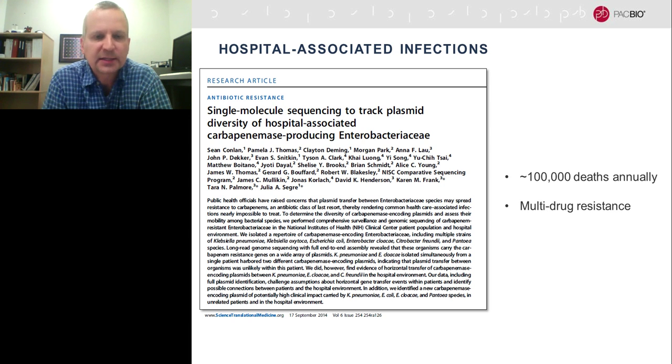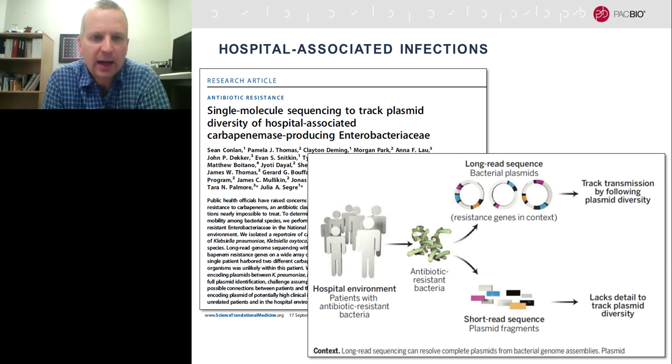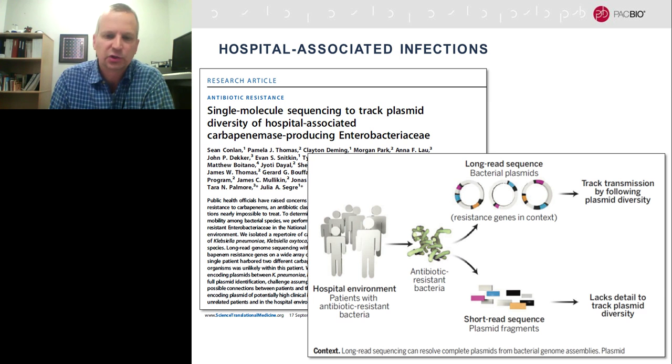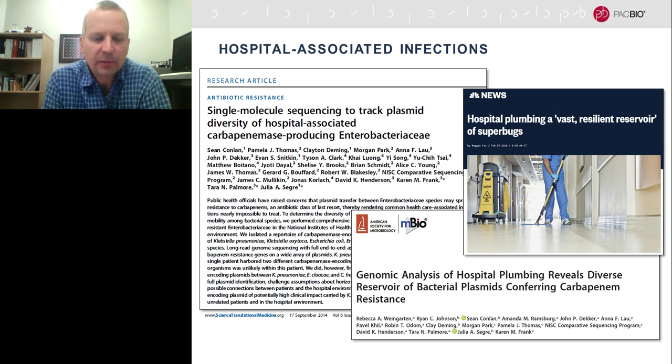And of course, where that plays a large role is in so-called hospital-associated infections. It's a huge problem in the US and worldwide because you have these superbugs that have this multi-drug resistance. This was a first paper quite a while ago with Julie Segre and colleagues at the NIH Clinical Center looking at an outbreak there and highlighting that it is possible now with long-read sequencing from PacBio to get the full picture of these bacterial plasmids that allows you to track the transmission and follow the outbreak, which is not possible with short-read sequencing because the fragments are too short to give you that kind of visibility.